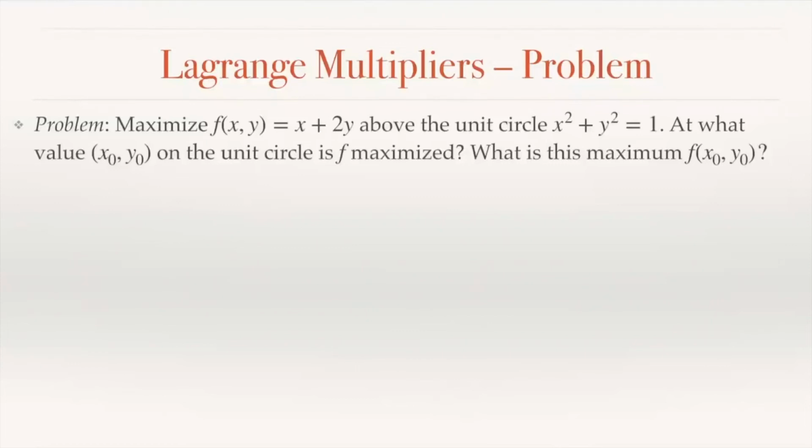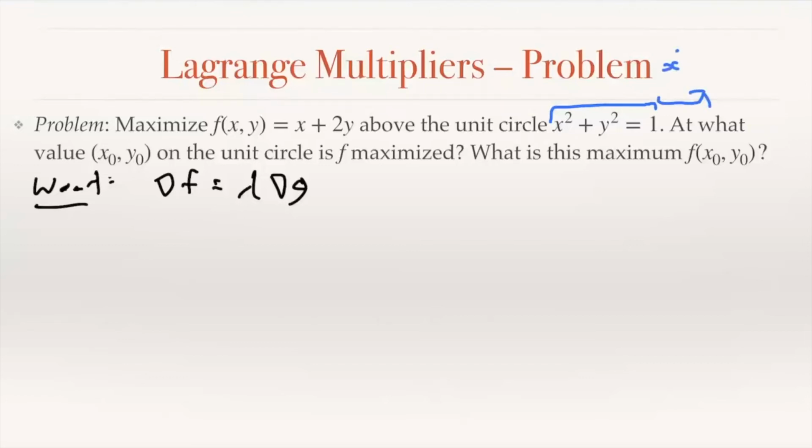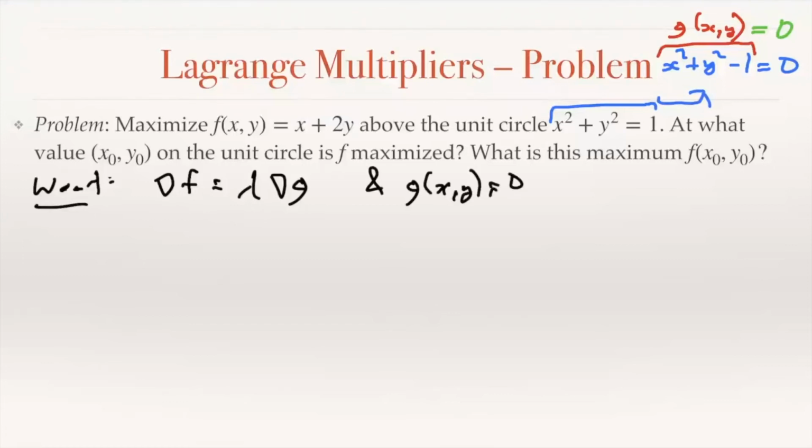Okay, so we want the gradient of f to be lambda times grad g, and we want g to be 0. First, we need to rearrange the constraint as x squared plus y squared minus 1 equals 0. And now this is our g of xy, because we always need our g of xy to be equal to 0. And our f is fine as is. Okay, so what is the gradient of f? That would be 1 comma 2 equals lambda times the gradient of g, that would be 2x, 2y.